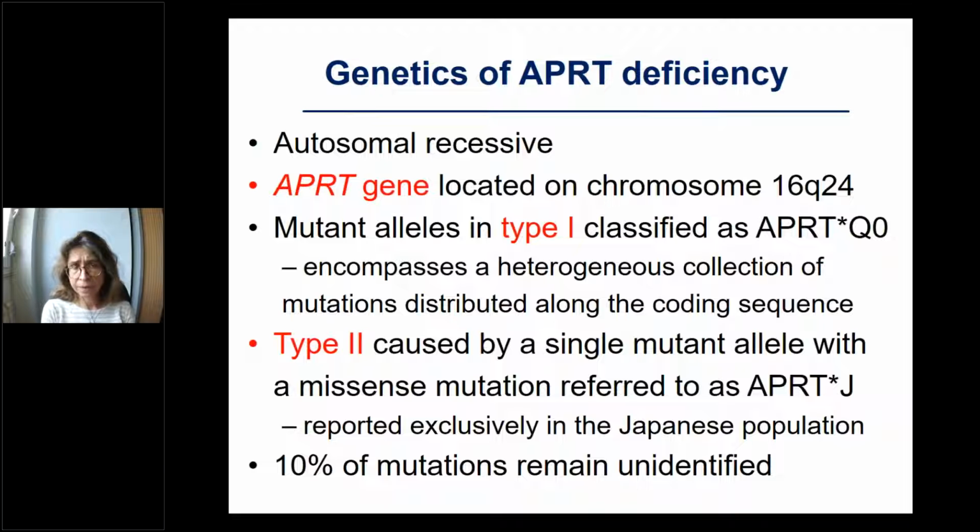So the next step is to go to genetics. This is an autosomal recessive disease, and the APRT gene is located on chromosome 16. Mutant alleles in type 1 are called APRT*Q0. There is a heterogeneous collection of mutations distributed along the coding sequence. Type 2 is caused by a single mutant allele, a missense mutation referred to as APRT*J. It is reported exclusively in the Japanese population. And finally, 10% of mutations are not identified for the time being.